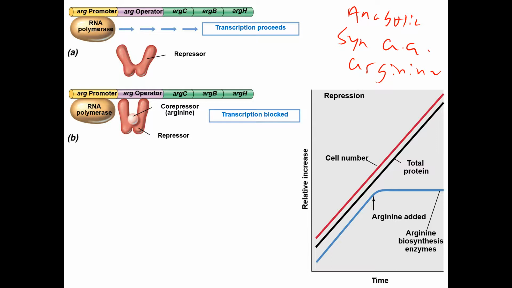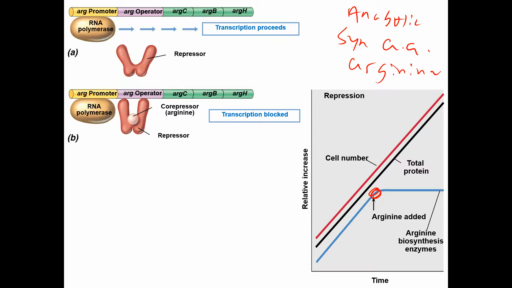Here in your graph, you have cell number increasing linearly, total protein increasing linearly, and arginine being produced. It's being produced at relatively the same rate as the cell number and total protein are increasing, so it's about the same slope, about the same rate of change.